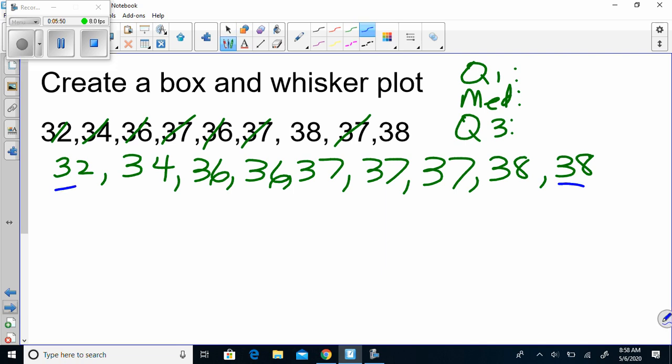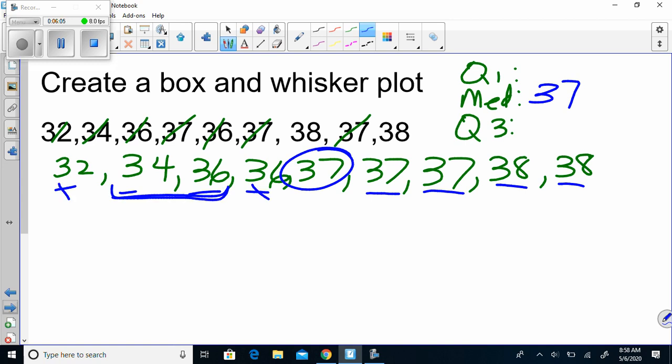38 and 32, 38 and 34, 37 and 36, 37. Right here, that is my median, 37. Now I need to find the bottom half of my data. Use that one and use that one. Oh, look, right here together, I add 34 plus 36, I get 70. 70 divided by 2 is 35.